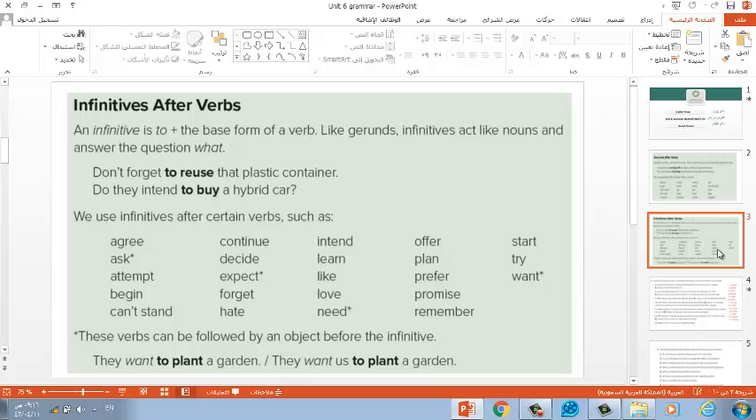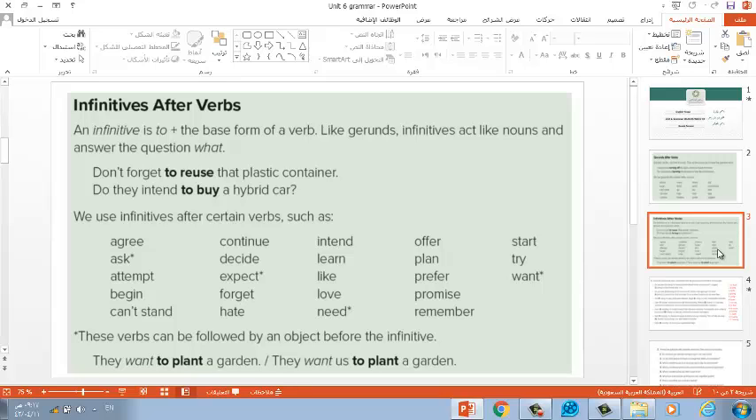Now we use infinitives after certain verbs. First, let's read the examples. Don't forget to reuse that plastic container. Do they intend to buy a hybrid car? The words to use, to reuse, and to buy are infinitives. That is, to and the base form of the verb.